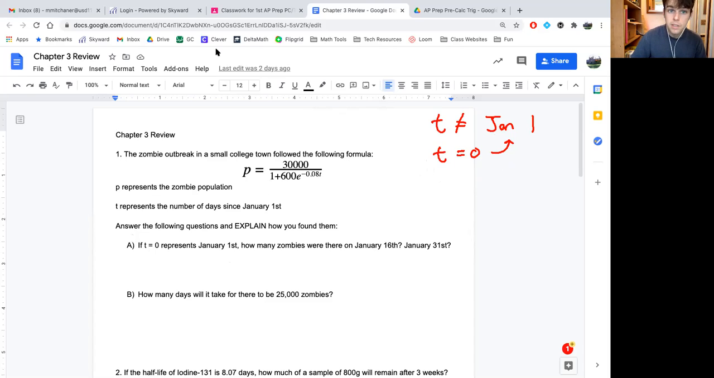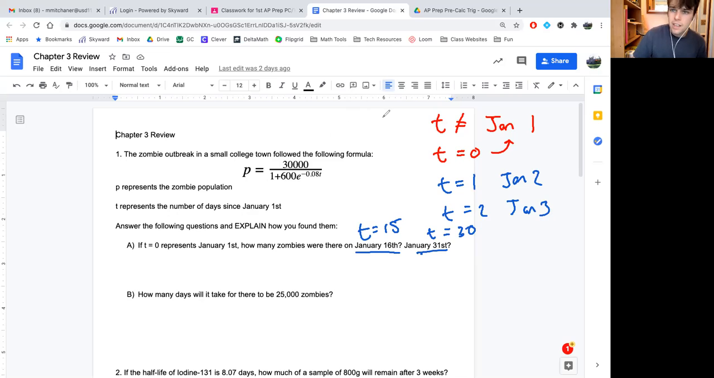So this becomes a situation where we need to simply evaluate this function for certain T's, right? If T0 represents January 1st, T1 would be January 2nd, T2 would be January 3rd, and I think you can see the relationship here. The date is one more than whatever T should be. So for this one, we're going to need to represent T equals 15. And for this one, we're going to need to represent T equals 30.